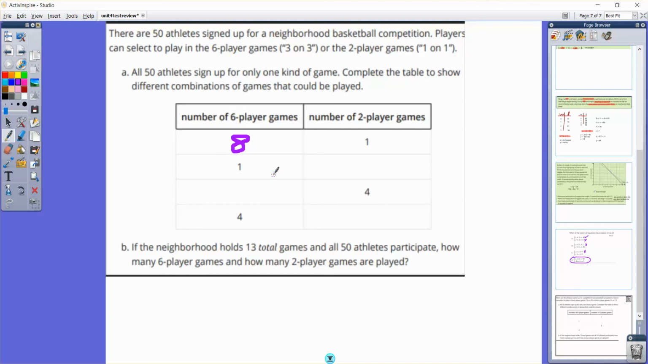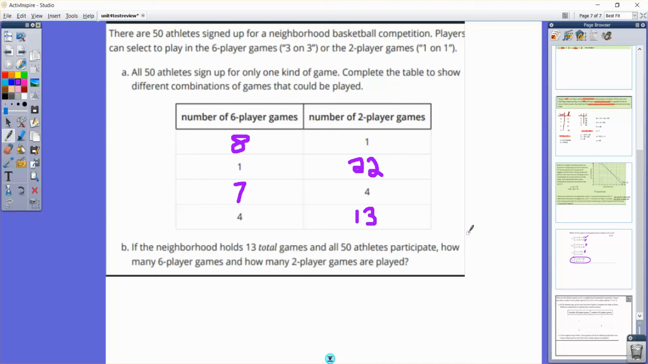If only one 6-player game is going on, that leaves 44 players left over to play 2-player games. That means that you would have 22 2-player games going on at that point. That's a lot of basketball courts. If you have 4 2-player games, that's 42 players left over, so that means there would be 7 6-player games going on. 7 times 6 is 42, right? And then if we have 4 6-player games going on, that's going to be 24 players. That means 26 players are left to play 2-player games, which means 13 is going to be the number of games going on there.